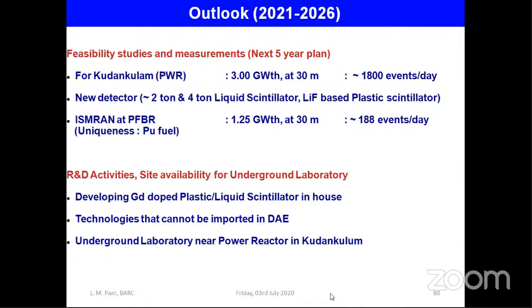But there were issues regarding its flammability and the volume. 1 ton of liquid inside a reactor hall, which is subject to flammability. So we decided it is better to go for a plastic scintillator, which is modular. Modular design has its advantages, but liquid scintillator is definitely the best one.